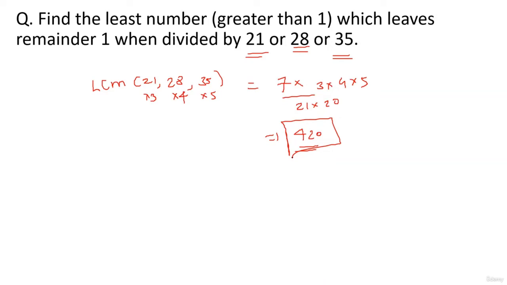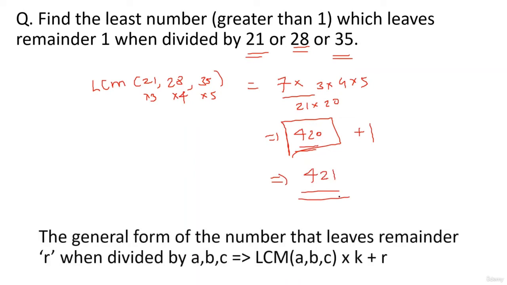Now we look at the condition given in the question, that you want the least number which leaves remainder 1. If you divide this number 420 by 21, 28 or 35, you will simply get the remainder 0. Why? Because this number is the common multiple of 21, 28 or 35. So what do we do? To ensure that you get remainder 1 when you divide by 21, 28 or 35, we simply add 1 to this number. So the required answer for this question is 421.